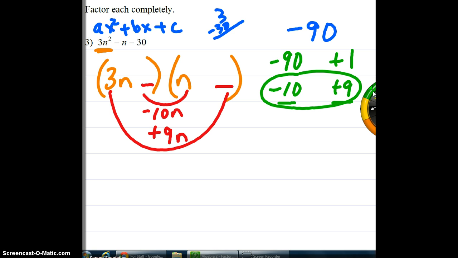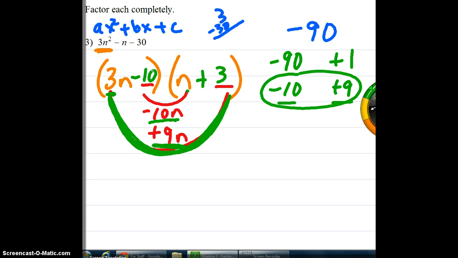Now again, how do I know what to put in for these outside and insides? Well, if this is a 3n, I don't want to put a 10 down here, because 3 times nothing is equal to a 10. So now if I put the 9 here, I know this has to be a plus 3. And then n times a negative 10 will give me my negative 10n, which is what I need.